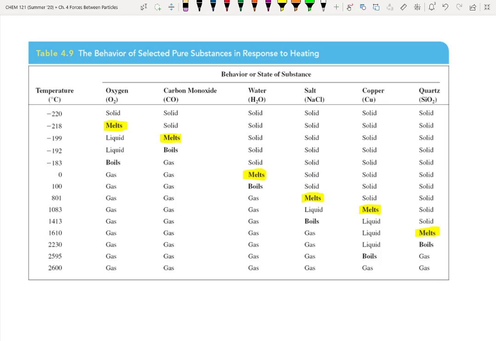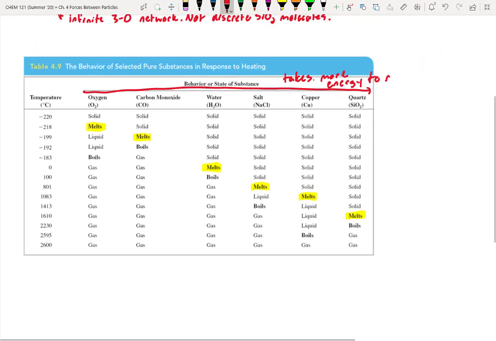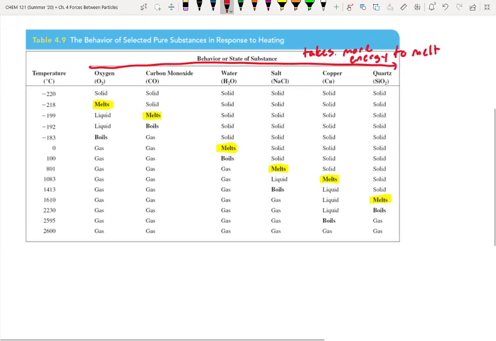So as you can see, if we look at this, it requires more and more energy. So let's make a note. It takes more energy to melt. All right. And you might be thinking, well, what about the other ones? What about boiling? Let's just focus on the melting one, because there's actually some outliers with boiling that we're just not going to talk about. So let's focus just on this generic trend.